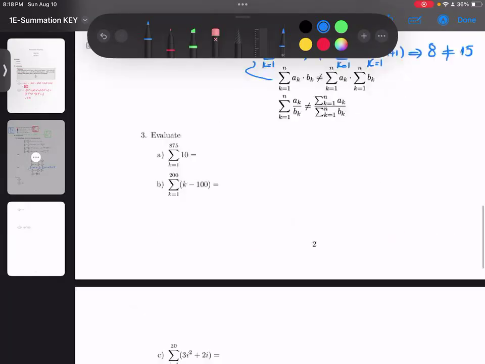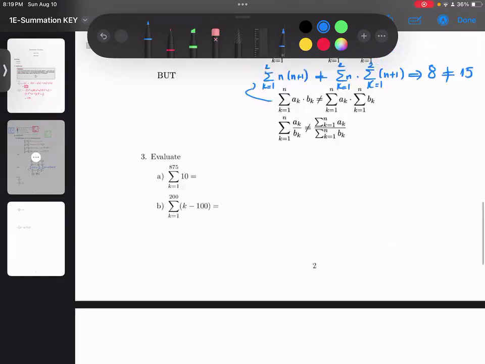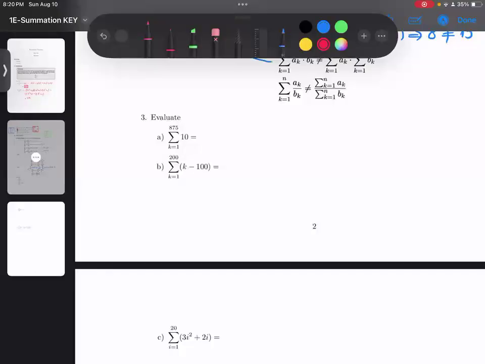All right, let's take a look at this example here. I have the summation k equals 1 to 875 of 10. Right, so this is a constant one, right? So what I can do is add up the 10 875 times, or it's the same way of saying 10 times 875, which is 8,750.